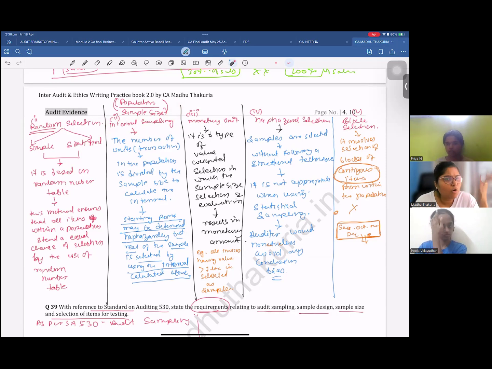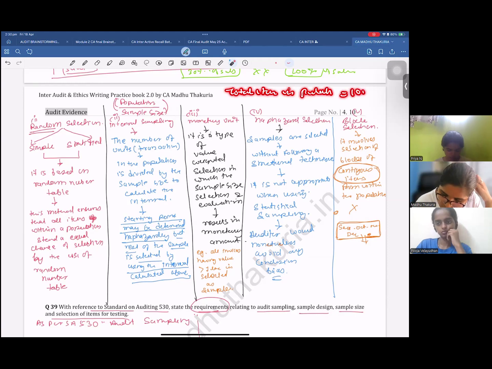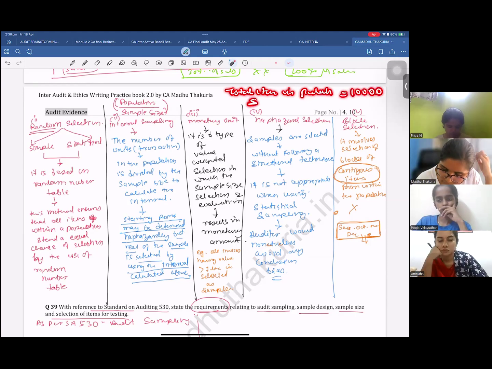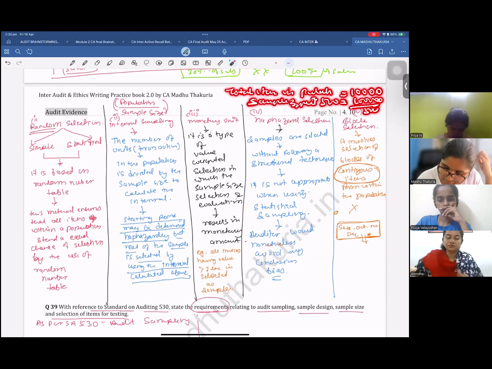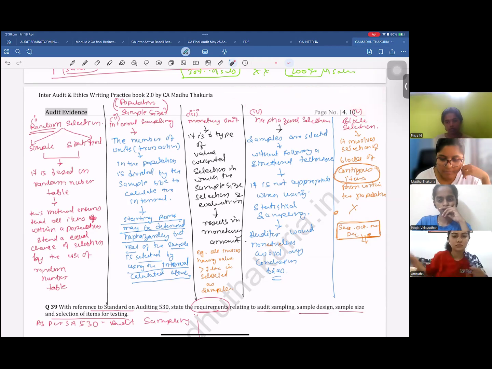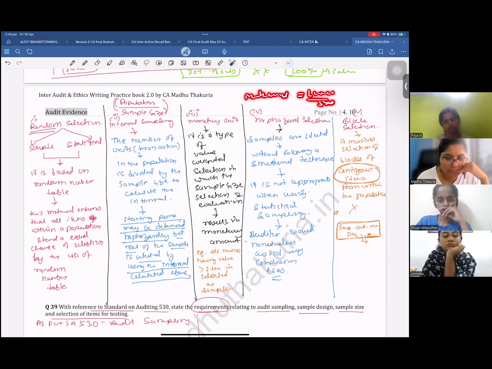Interval sampling. So how do you calculate it? For interval sampling, you need to calculate an interval first. How do you calculate the interval? So, for example, if the total items in the population of sales is 10,000, right? And the sample size that I have decided is that I will check only 500 items. So, I will divide 10,000 by 500 to determine what? My interval. What is 10,000 divided by 500? 20.